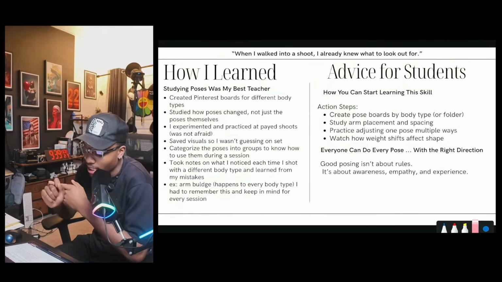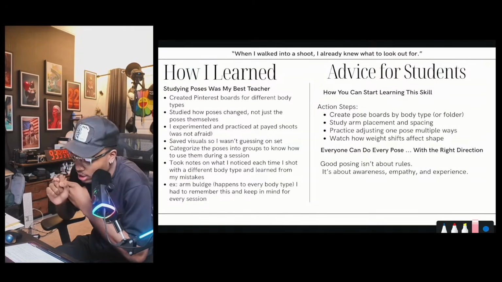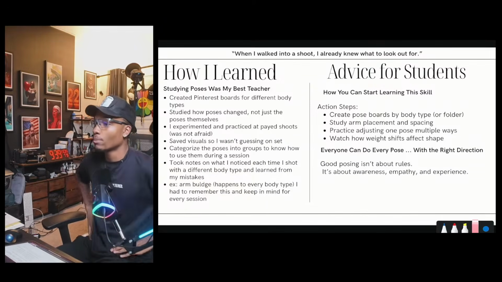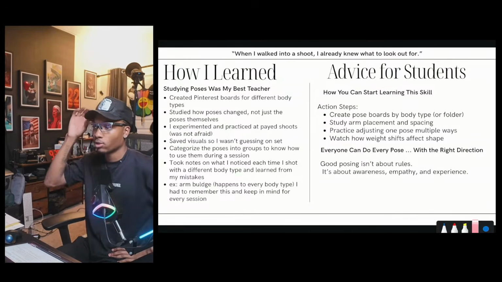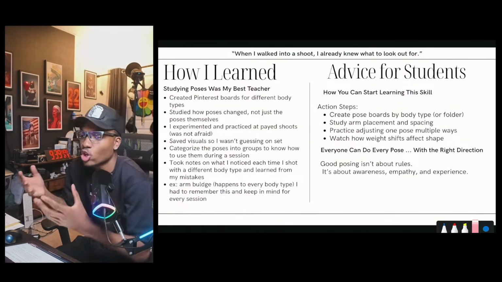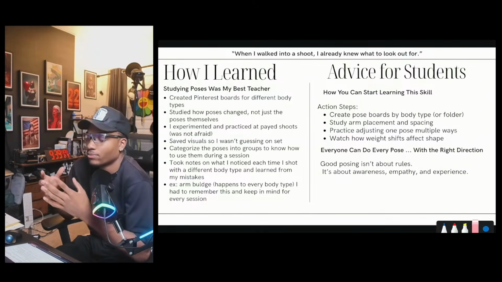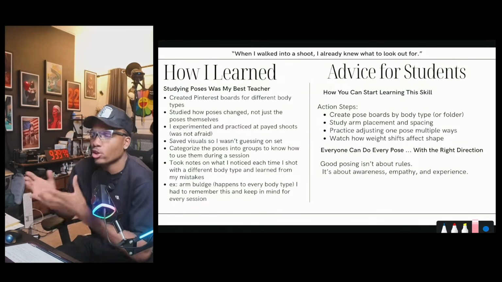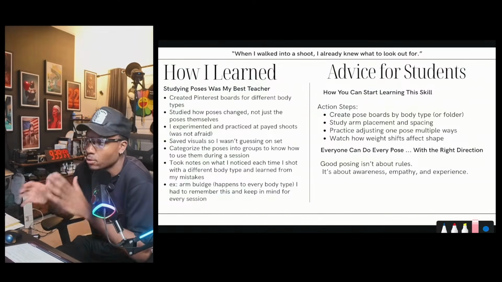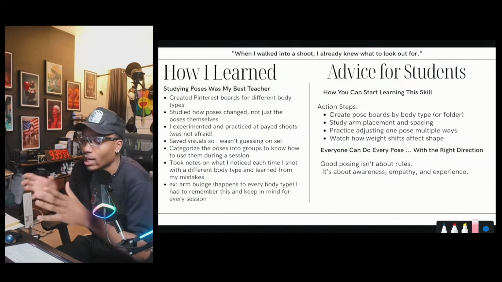Study arm placement and then practice adjusting one pose but multiple ways. You have your client do one pose. Now try to adjust it multiple different ways to practice. Even if you have a friend or somebody you know that's cool with allowing you to play around with different poses. After you get your shoots, your shots done, your 3-3, you do all of that, you get the poses or whatever your client wants.